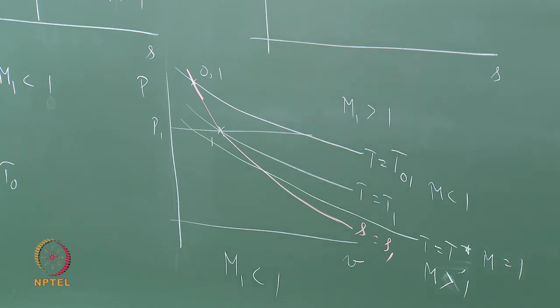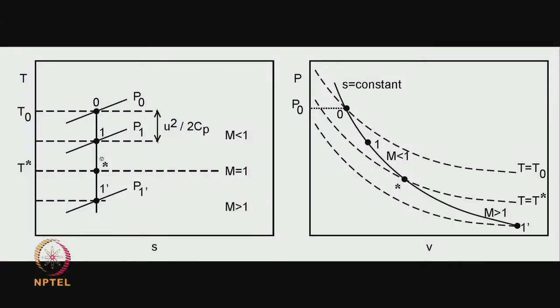Let us take a quick look at the diagram. So, you can see that state 1 lies here, P equal to P1, and T star lies here, and notice that we have added U square over 2Cp to T to go from state 1 to the stagnation state. T0 is the stagnation temperature, P0 is the stagnation pressure. So, any state that lies above T star will be a subsonic state, M is less than 1, and any state that lies below the T star isotherm is a supersonic state, as you can see from here on a TS diagram. Same thing is illustrated on a PV diagram here.